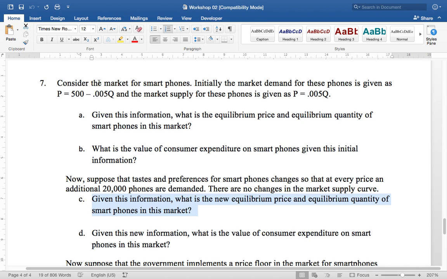So let's read this. Consider the market for smartphones. Initially the market demand for these phones is given as P equals 500 minus 0.005 Q, and the market supply for these phones is given as P equals 0.005 Q. Given this information, what is the equilibrium price and equilibrium quantity of the smartphones in this market? We really need to solve A first to do C, so let's do A first.